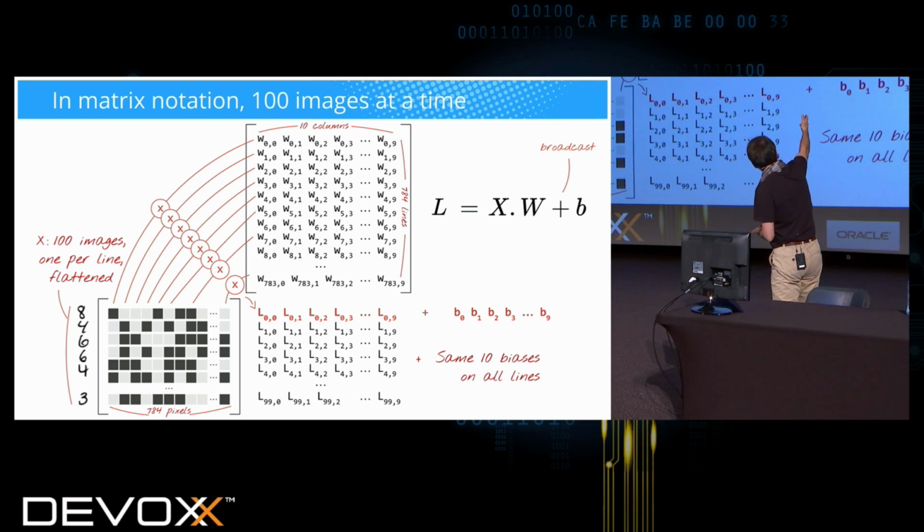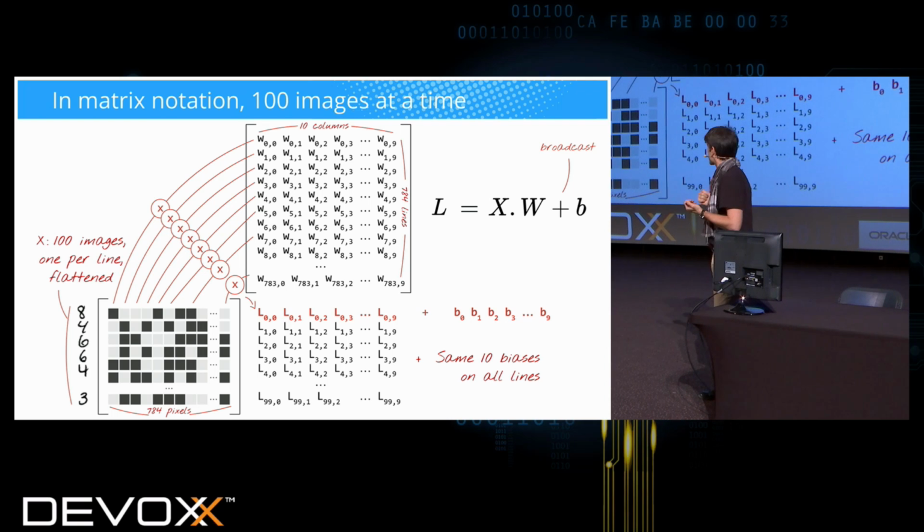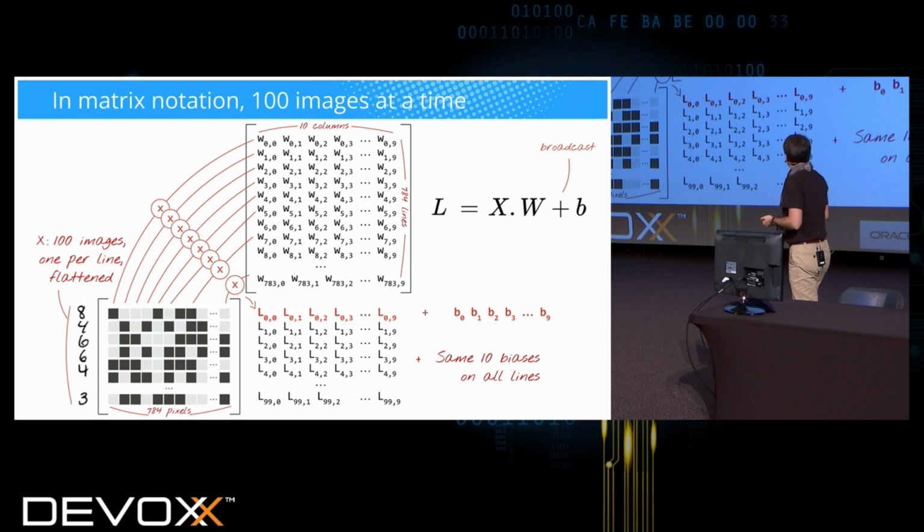I would like to represent this with a very easy formula. So x times w, that's the matrix multiply I just explained, that works. I have a problem with the plus over there. You see, x times w is this result.